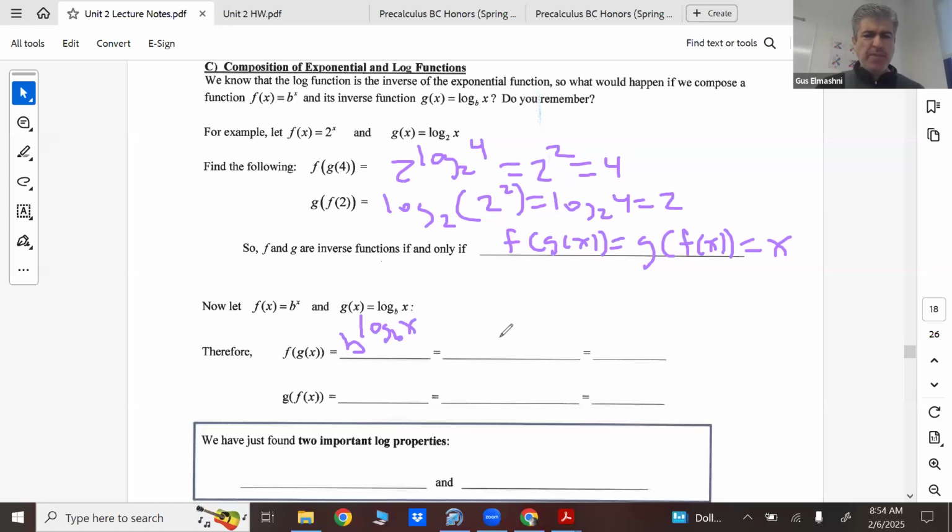Well, I don't know why there's 2 spaces here. Hold on, I'm a little confused. That's just x. Or here, that's log base b of b to the x. That's just going to equal x. Just so you know.